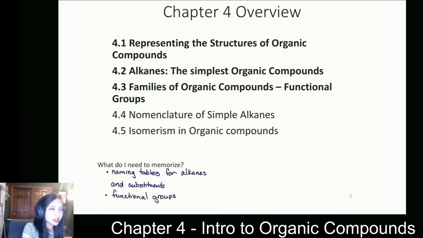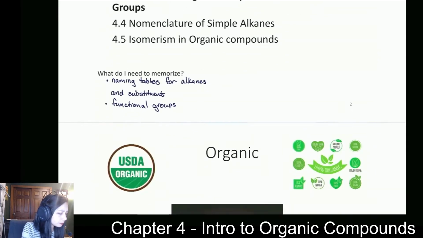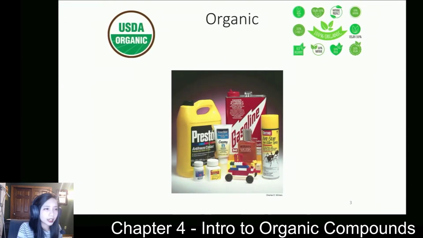So note here, there are some things that you need to memorize in this table, so you can see those there. Some of our naming prefixes for alkanes and the names of their substituents and functional groups. This is not an exhaustive list, but these are some things, when I was making these slides, that you definitely need to memorize.